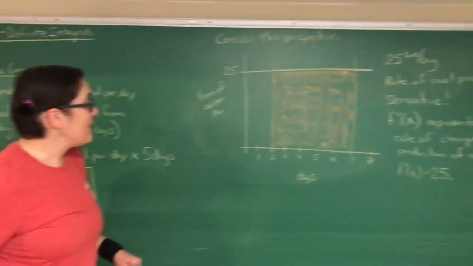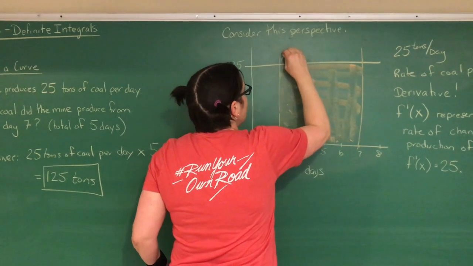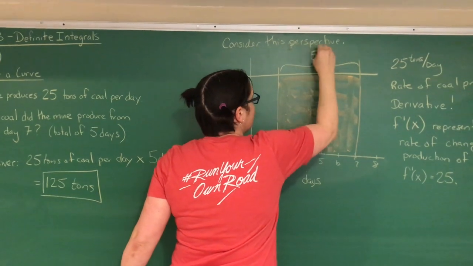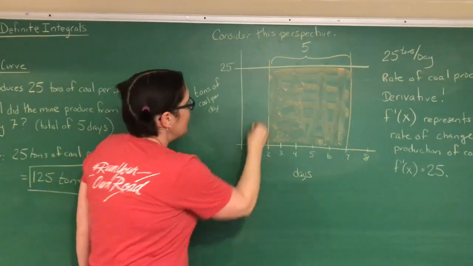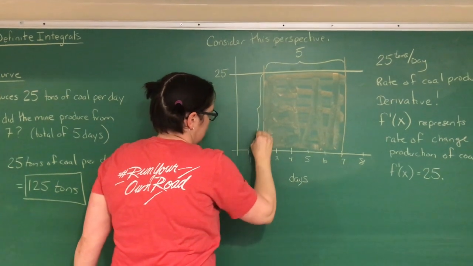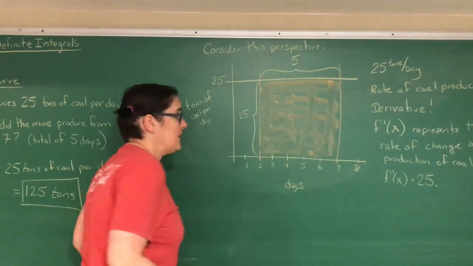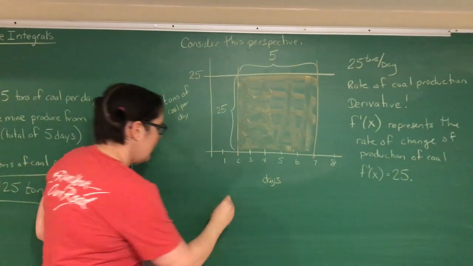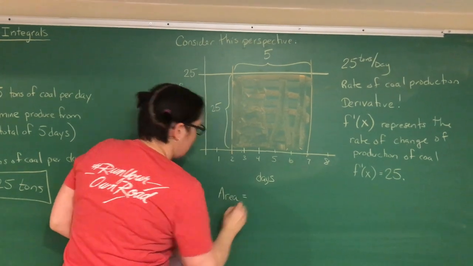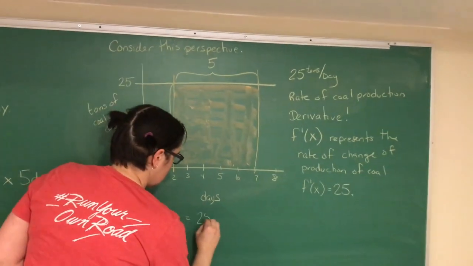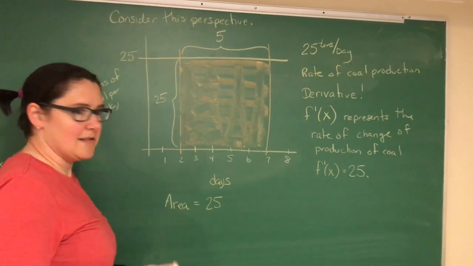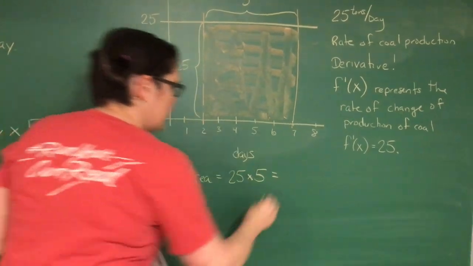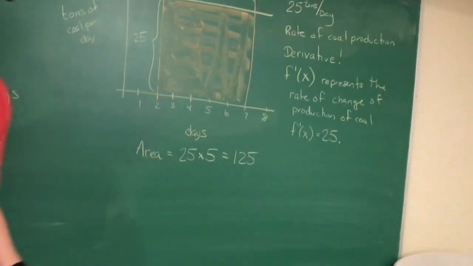What I might observe about this rectangle is that the width of this rectangle from 2 to 7 is 5, and the height of this rectangle, well, that height is 25 because the rectangle starts at the bottom at y equals 0 and goes up to 25. So the area of this rectangle is, well, let's see, area of a rectangle is length times width. So we have our length of 25 times our width of 5, which is 125.